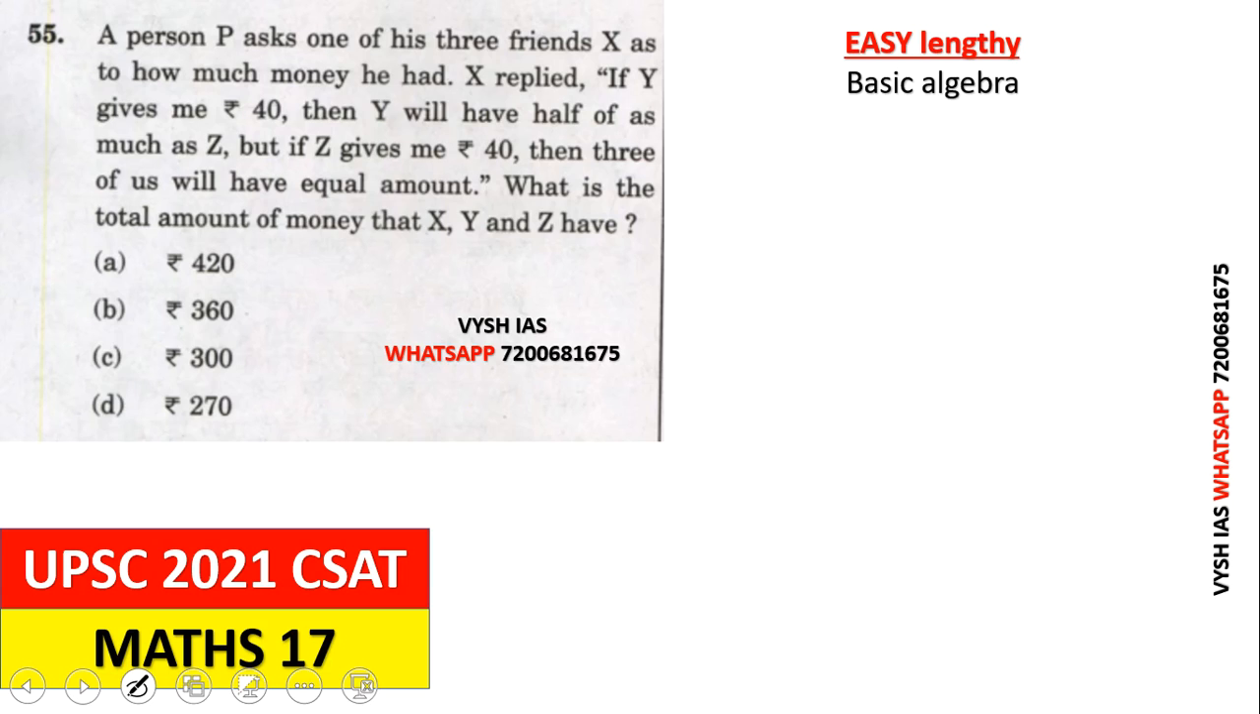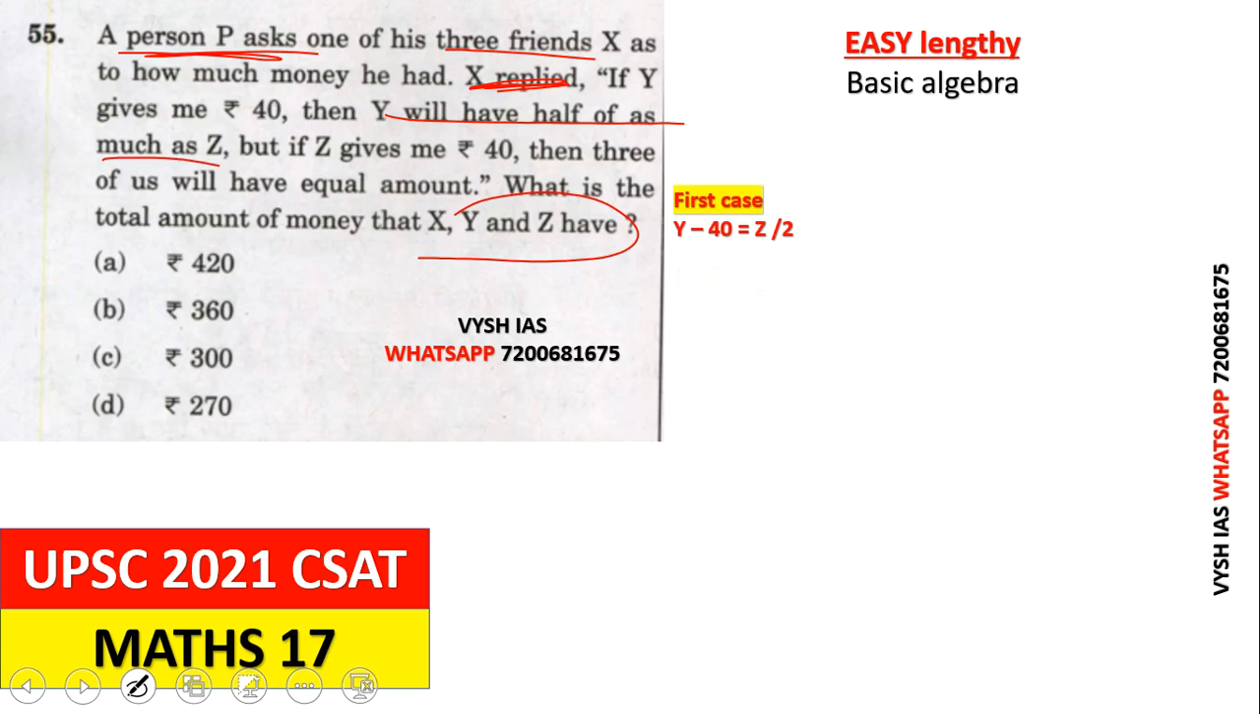This again, same type of PQ kind of thing. Okay, a person P asked one of his three friends X how much money he had. Okay, X replied, okay, everything now the question is with X, Y, Z. P is simply a spectator. He's asking only. So he's explaining. X replied, if Y gives me 40 rupees, then Y will have half as much as Z. That much understood? So how will you write that as a formula?